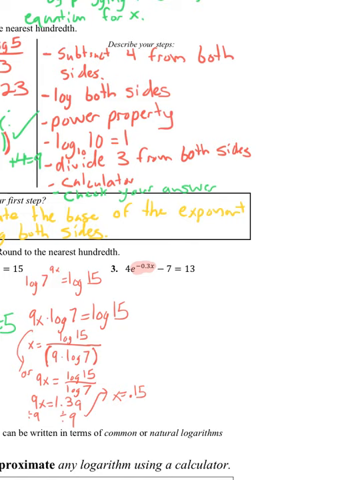Okay, good. Last problem. Before I log both sides, I'm going to start by adding 7 to both sides. So 4e to the 0.3x equals 20. And then 4 is not raised to an exponent, it's just hanging out. So technically this base is not isolated yet. So I have to divide both sides by 4. And that's a common mistake people make. They think the 4 is associated with the exponent, but it's really not. So you have to get rid of that 4 first before we can log both sides.